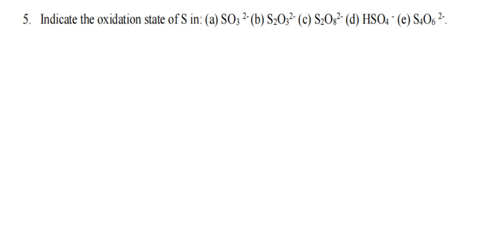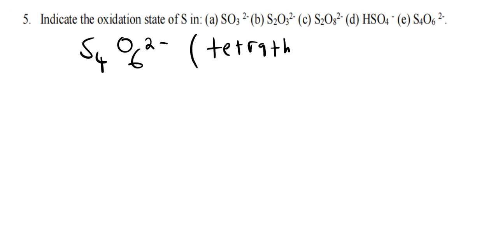Okay, let's solve E. Now for E, we have to be very careful here. We've got S4, and if there are 4 of them, that's tetra, right? So in this case, we've got S4O6 with a 2- charge. So this is going to be called what? It's going to be called tetrathionate ion.